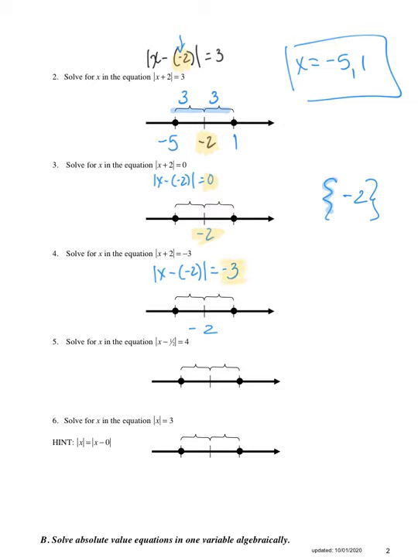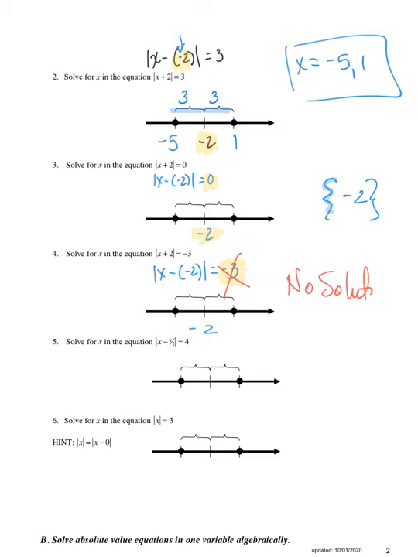Negative? Can I go a negative distance? I cannot go a negative distance. The absolute value of an expression is always going to give you a positive value. So there is no solution to this equation. There is no x value that I could substitute in there and get a -3 once I take the absolute value. Okay, let's look at the next one.